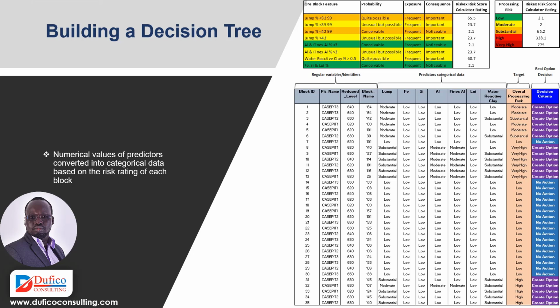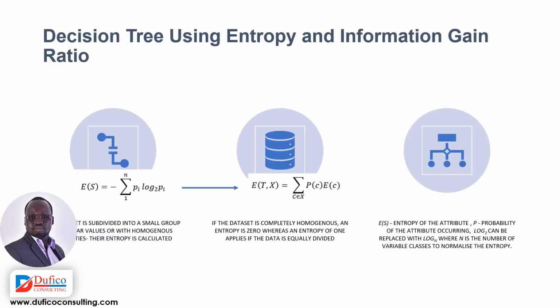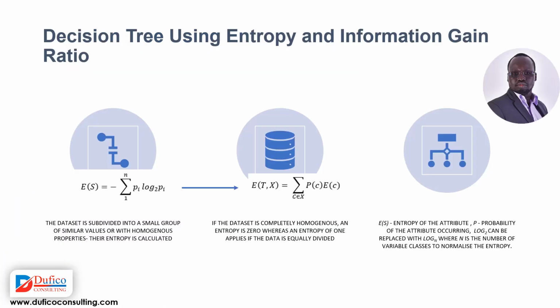And then if it is low risk, you do nothing. If it is a high risk, then you create an option, which is the blue columns in this picture. So we have to categorize the data. So we create categorical data in terms of risk: low risk, medium risk, high risk, and very high risk. So let's look at how you apply that.